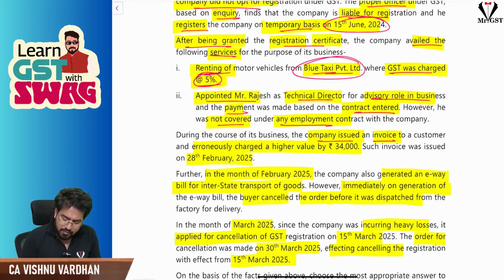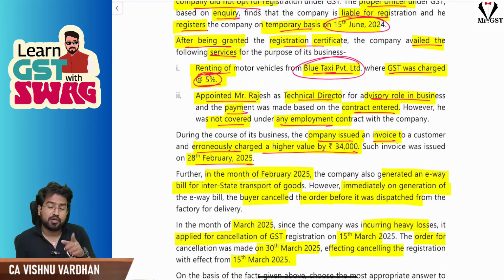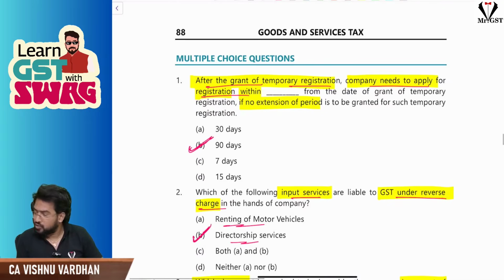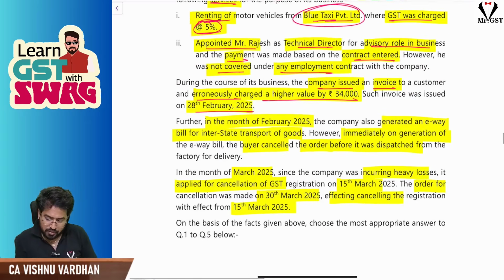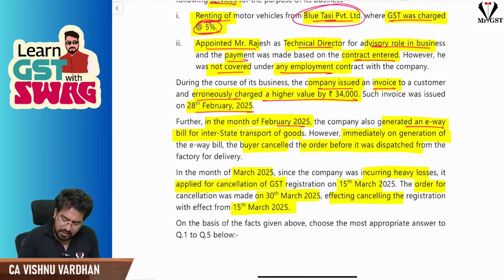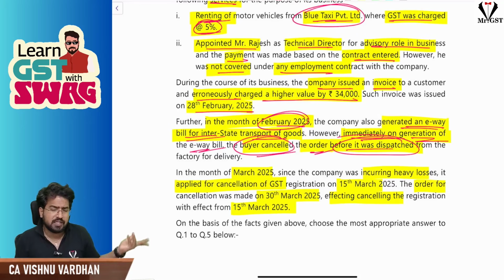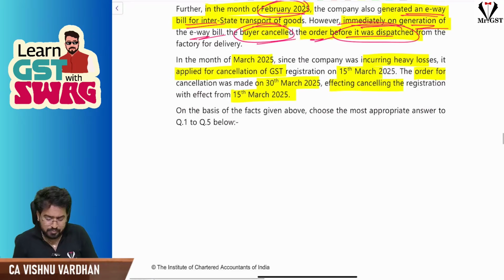Next, the company issued an invoice and erroneously charged a higher value of 34,000, on 28th Feb. They are asking what should be done. You have charged a higher value, now you should reduce the value. That means you should give a credit note. So the answer is give credit note. Next, in Feb month, they also generated an e-way bill for transportation. We have finished that answer also. In Feb month an e-way bill was generated, and immediately on generation, the buyer cancelled the order before it was dispatched. So obviously cancel the e-way bill within 24 hours, not a problem.